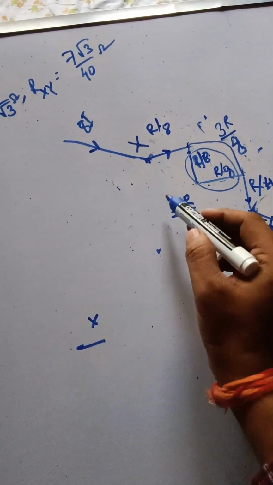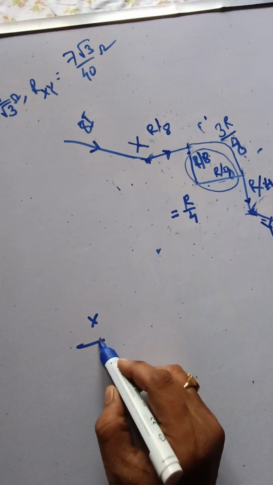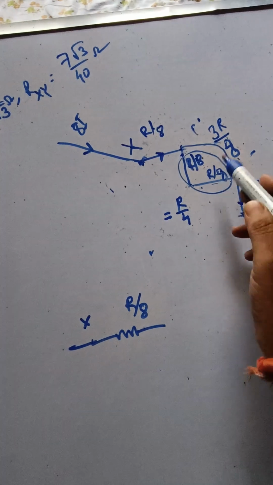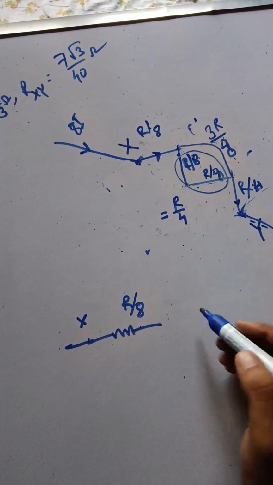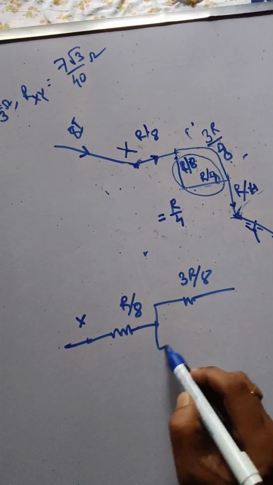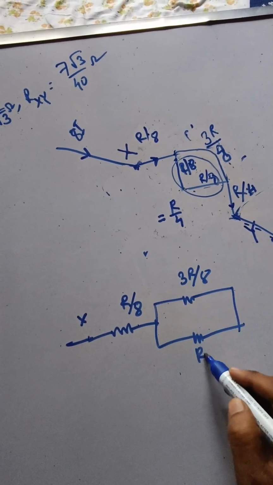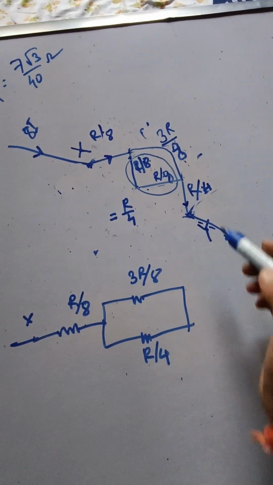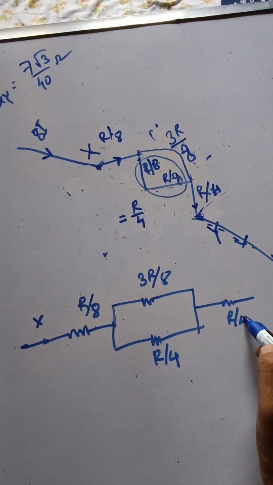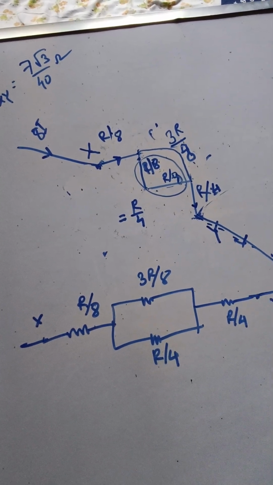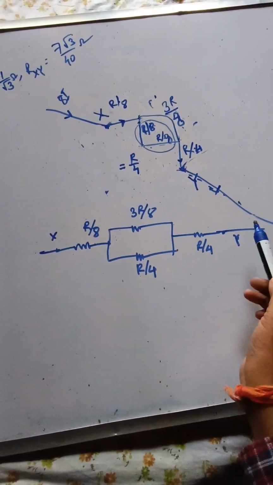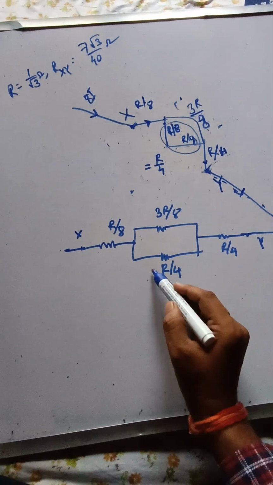This is your X point, this resistance is R by 8, this is 3R by 8 and this is R by 4, and this is R by 4, and this point is Y. Now you have to find the equivalent resistance between X and Y. This is the parallel connection, so what will be the result?